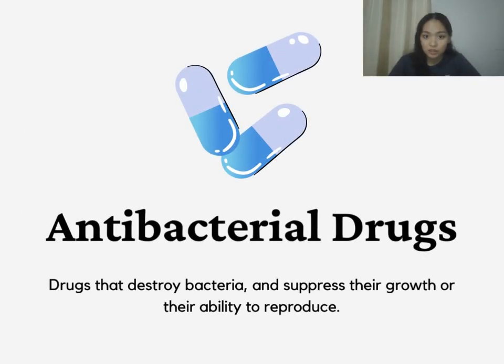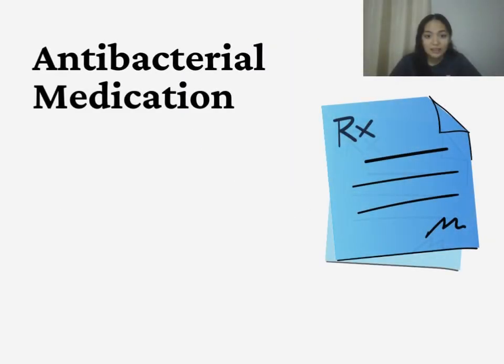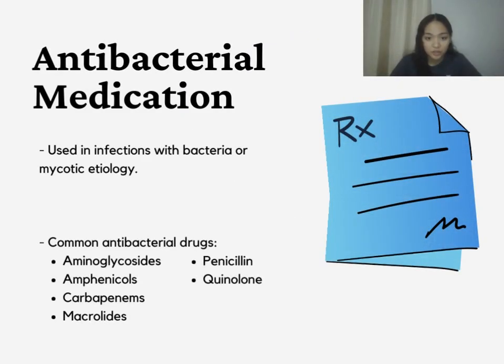Antibacterial drugs are a subset of antibiotic drugs. These drugs contain agents that destroy bacteria and suppress their growth or their ability to reproduce. Unlike antimicrobial drugs that focus on microbes, antibacterial medications are used in infections with bacterial or mycotic etiology. They attack prokaryotes. Antibacterial medications are used in diseases like pneumonia. Common antibacterial drugs are aminoglycosides, amphenicols, carbapenems, macrolides, penicillin, and quinolones.